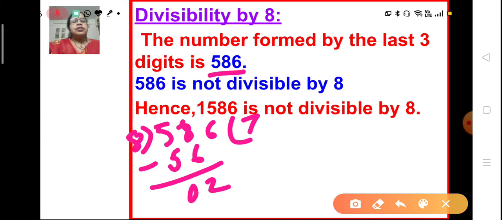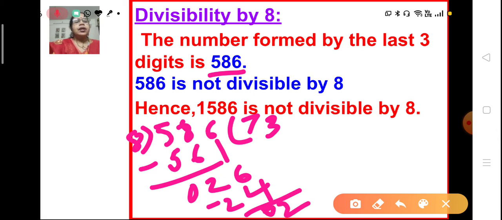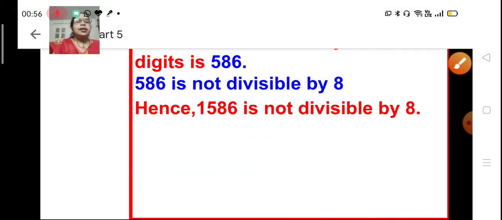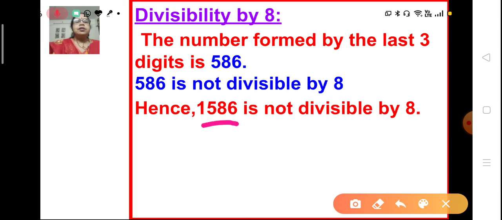5 minus 5 is 0. Then we take 6. The number becomes 26, and 8 3 times is 24, and 26 minus 24 is 2, isn't it? So, we cannot divide it further. So, the number is not completely divisible by 8. That means 1586 is also not divisible by 8.